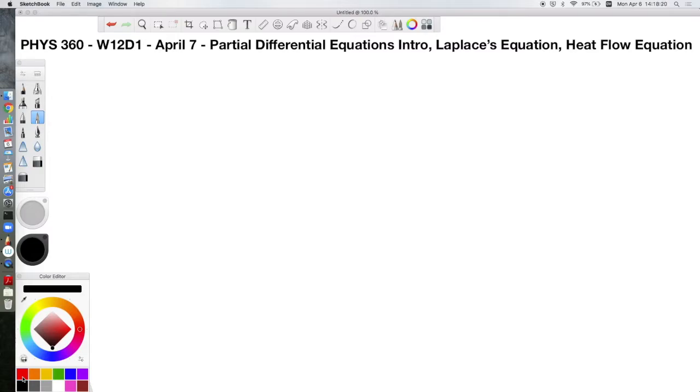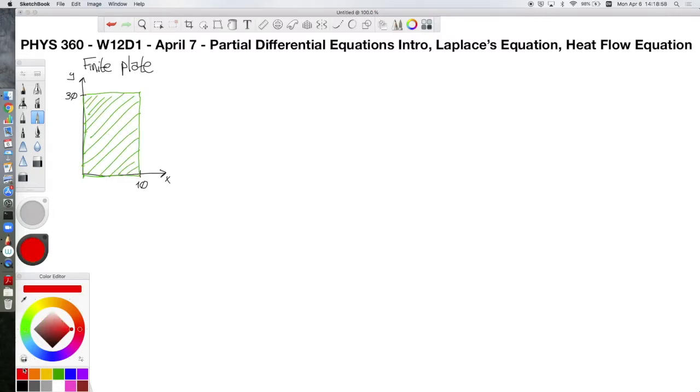So we'll have the top of the plate be at y equals 30, and we will hold that side at 0 as well. So we have this time a finite metal plate where we are going to hold the sides at 0 degrees, this top face at 0 degrees, and we are going to hold the bottom at 100 degrees. And we want to again find the temperature within this plate, the steady state temperature, at any point x and y.